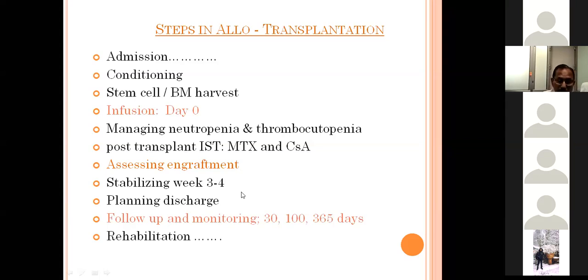So for engraftment assessment, you do CBC every day. Usually engraftment is seen on day 12, 13, 14, 15, 16. By 3 to 4 weeks, the patient is quite stable. You then plan discharge by the end of 4 weeks. For follow-up, first 30 days, first 100 days, first 365 days are very, very important.